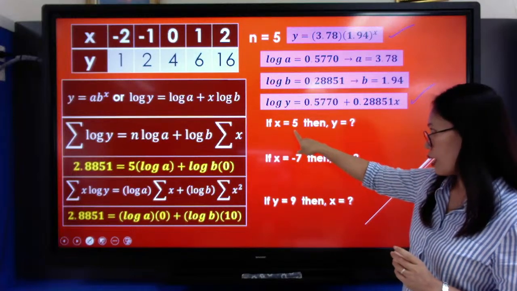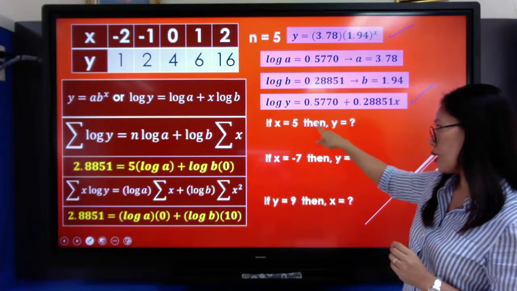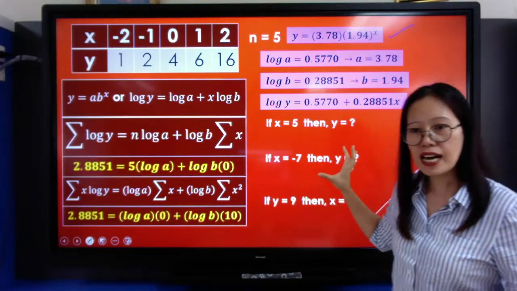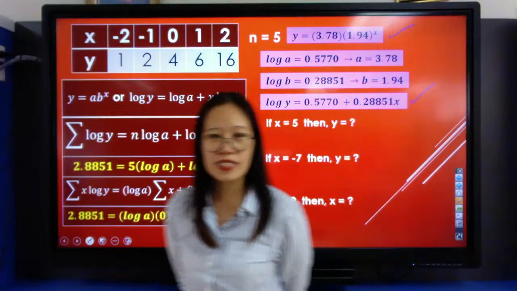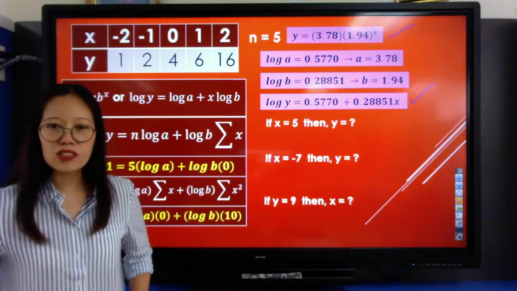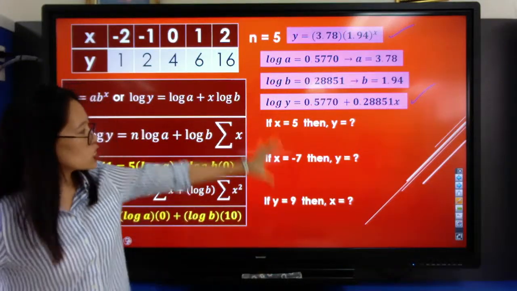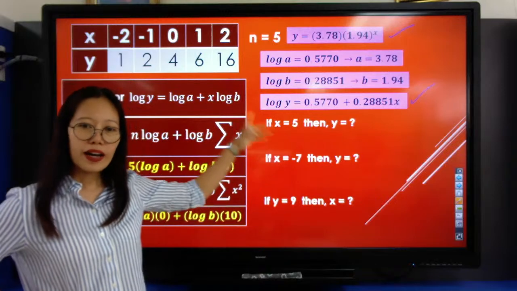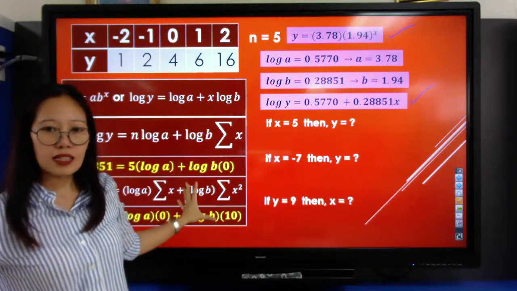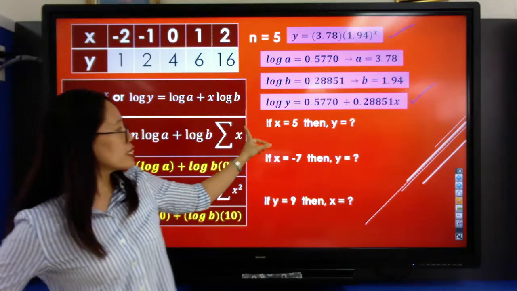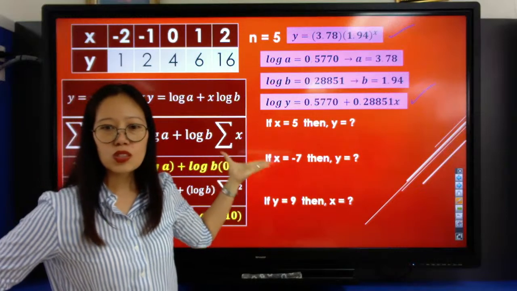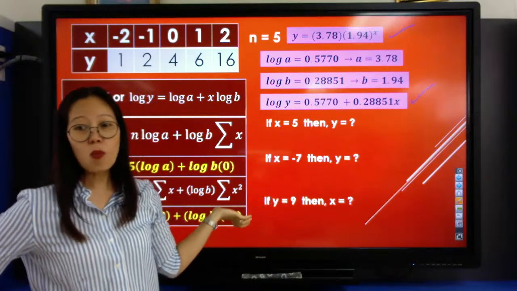If x is 5, what would be y? I remember I gave this as homework last time, right? Did you try to answer it at home? Last time we stopped until here. That's why I discussed the first one fast, because we already finished that part last time, and I told you to do this as your homework.